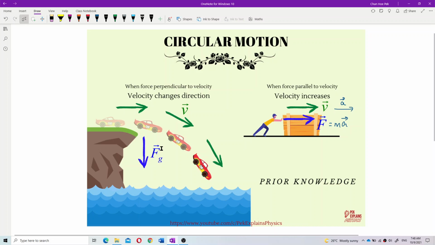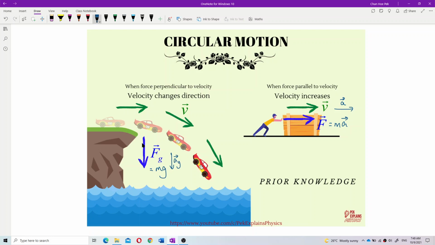However, later you learn about projectile motion. This time you learn about acceleration due to gravity, especially the weight of the car, which is the gravitational force. This gravitational force is equal to mg. Actually, the acceleration due to gravity is g.